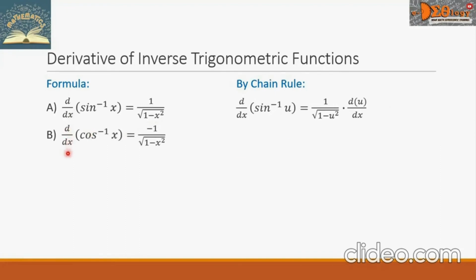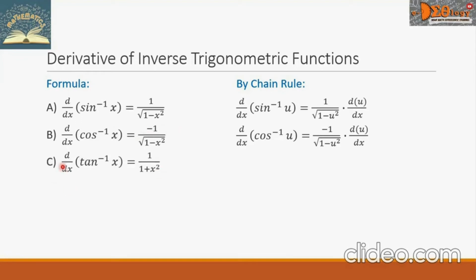Second, d over dx of cosine inverse of x. This is equal to negative 1 all over the square root of the quantity 1 minus x squared. By chain rule, the formula becomes like this. Take note that there is a similarity in the derivative of sine inverse and cosine inverse. The difference is the negative sign in the cosine inverse.